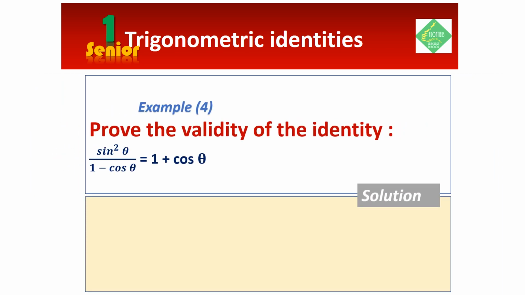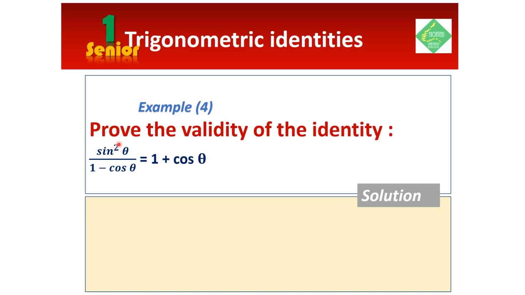Example 4. Prove the validity of sine square theta over 1 minus cosine theta equals 1 plus cosine theta. Easy one for who studied well. I have at the right hand side all cosine. So I'm searching to get rid of sine square theta. And you have that sine square plus cosine square equals 1. So I will replace sine square by 1 minus cosine square theta. And 1 minus cosine square theta will be a difference between two perfect squares, because 1 can be easily power 2.